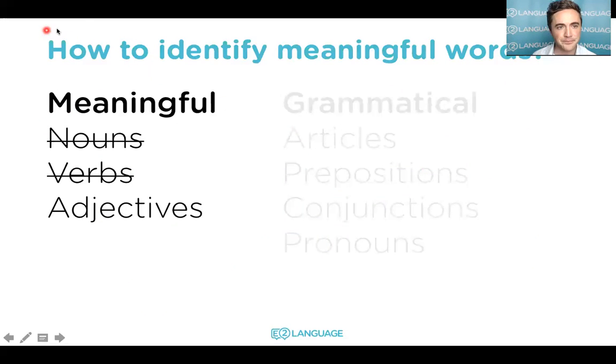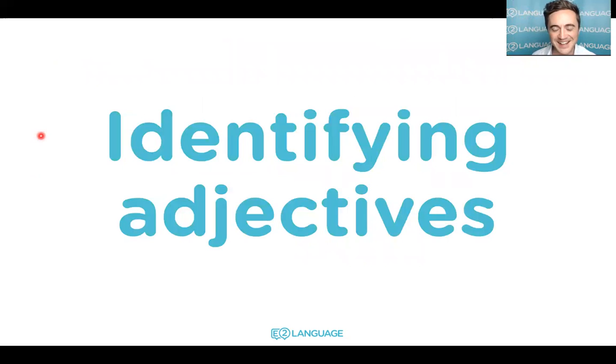So we've now looked at how to identify meaningful words. We've covered off nouns, we've covered off verbs, and we've seen a bit of a weird, tricky thing where the noun could be a noun, could be a verb, but depending on the context, it functions as a noun or a verb. Tough. Now we move on to the third one, identifying adjectives.